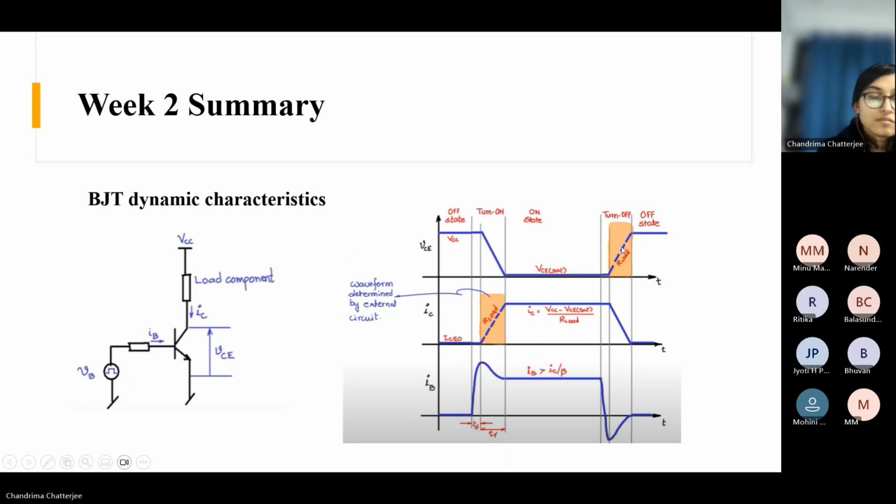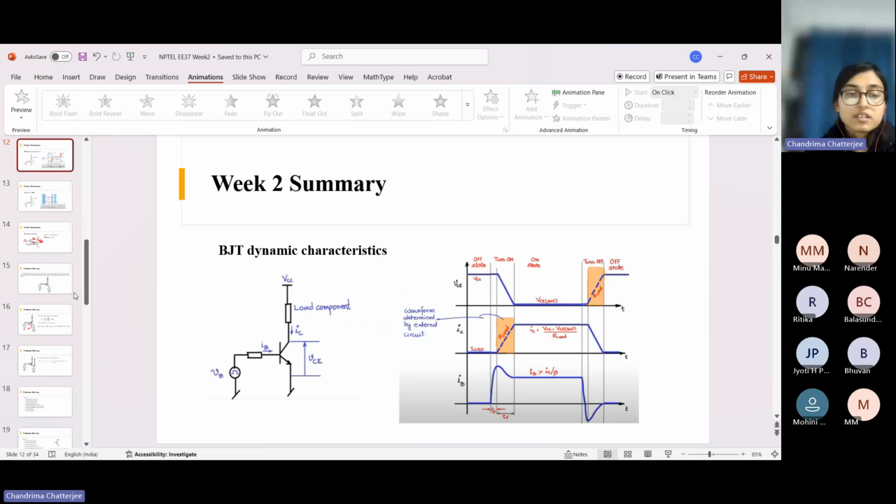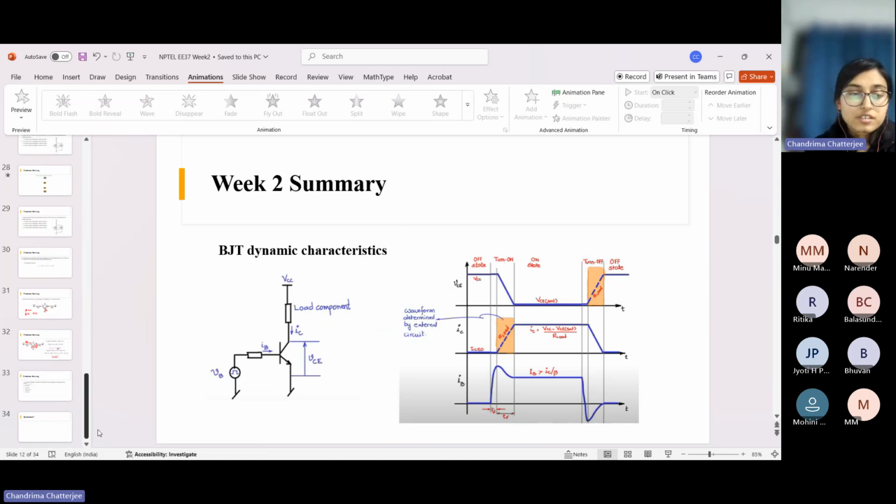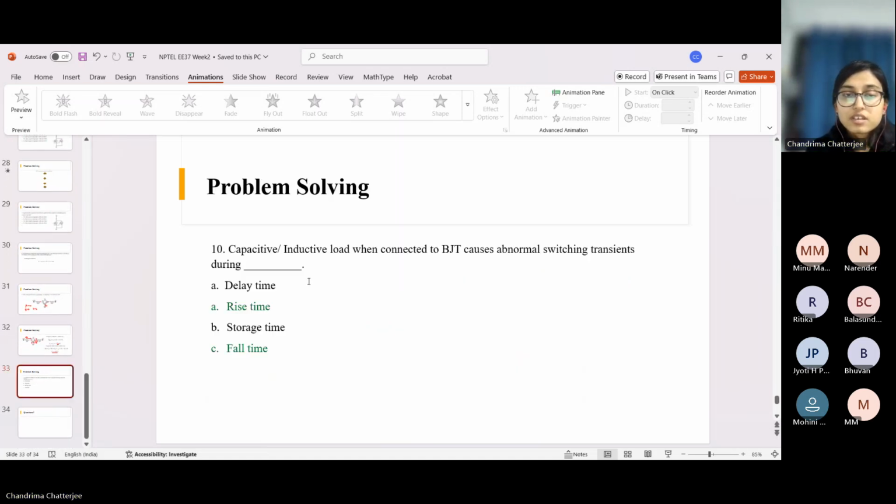So that's why the question is given: for a capacitive or inductive load, when will we get the switching transients? We will get the transients during rise time and fall time, right? From the picture, it is very evident that during rise time and during fall time, there may be some overshoot transient there.